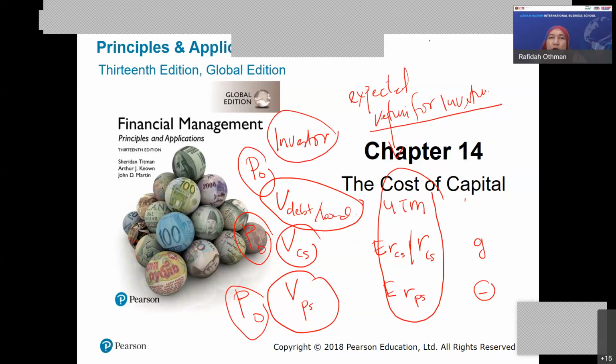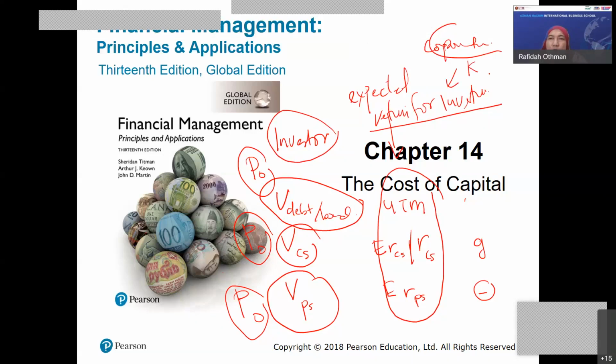But from the corporation's point of view, this expected return will be a cost for them to issue debt, a cost to issue common stock, and a cost to issue preferred stock. Why? Because if they want to issue the bond, common stock or preferred stock, they have to follow the price of those securities in the market.